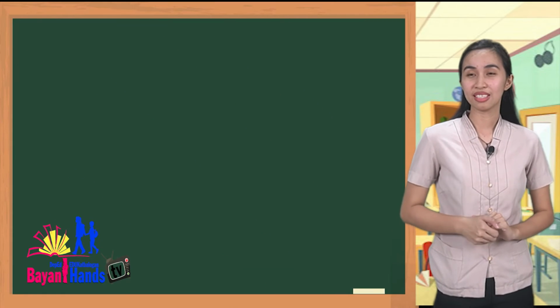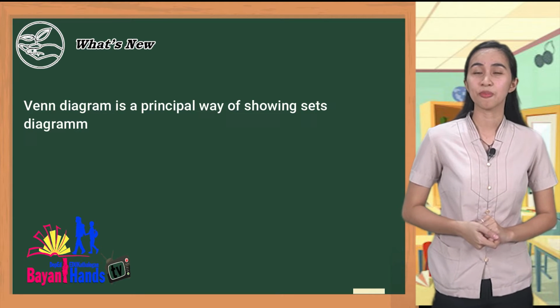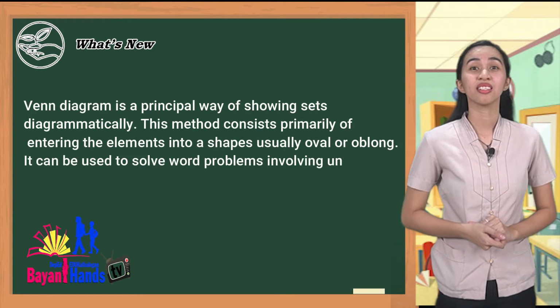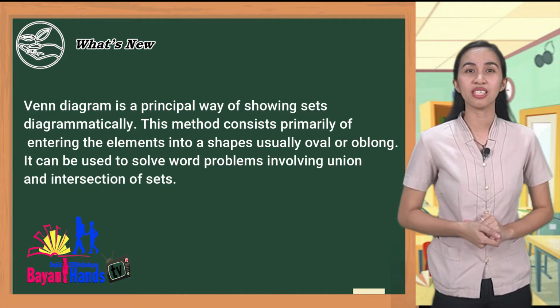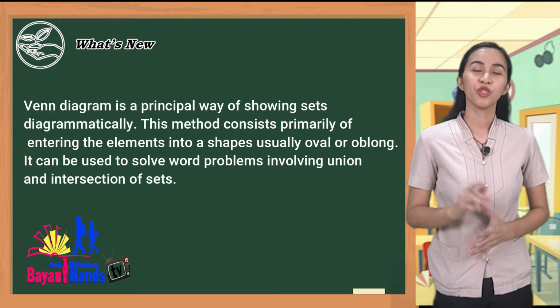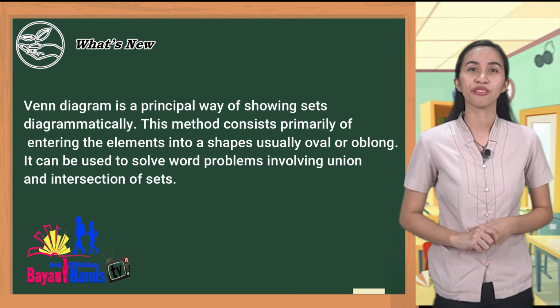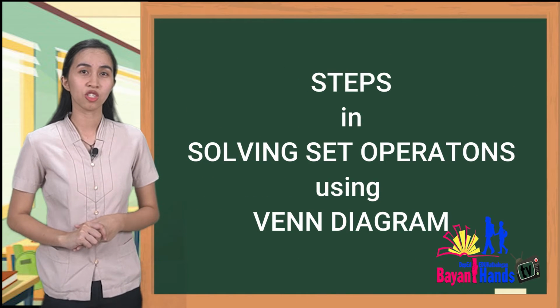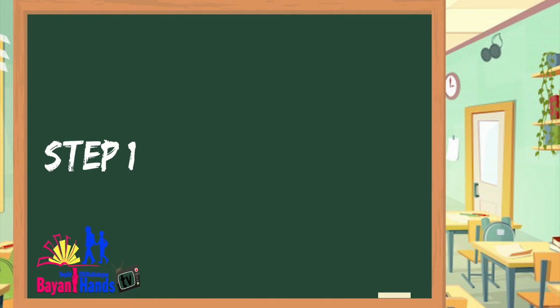One problem-solving technique is by using Venn diagram. The Venn diagram is a principal way of showing sets diagrammatically. This method consists primarily of entering the elements of a set into shapes, usually oval or oblong. It can be used to solve word problems involving union and intersection, complement of a set, and difference of two sets. In solving set operations using the Venn diagram, the following are the steps to be followed.